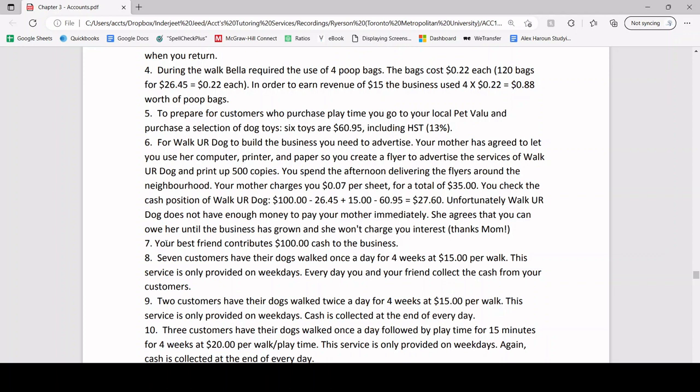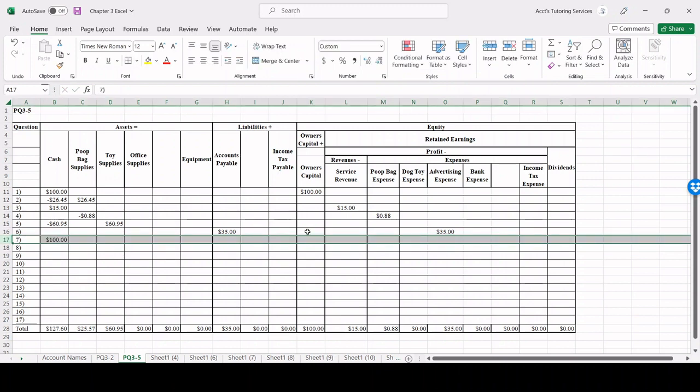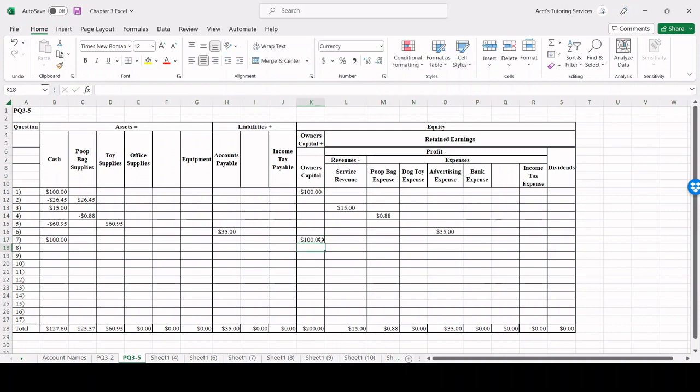Transaction number 7, your best friend contributes $100 cash to the business. So now we have another investment into the business of cash. Remember, whenever we have an investment into the business, that's going to be owner's capital. So transaction number 7 is going to be cash $100, and then owner's capital $100.